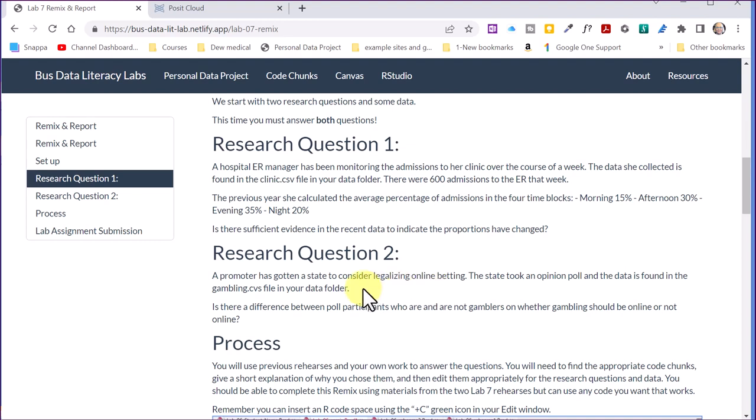But let's talk about how you report. That's the question that's come up quite a bit. So hang on a second.